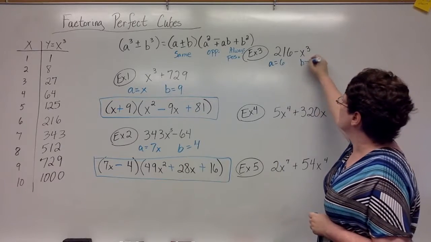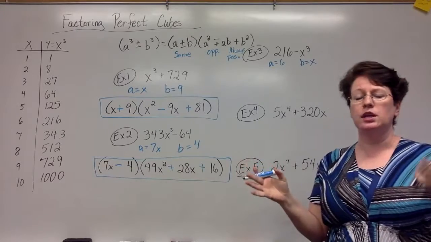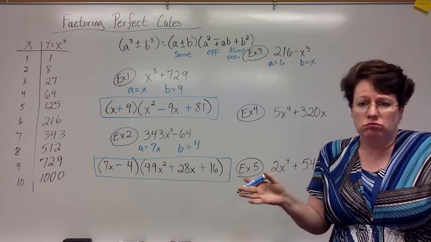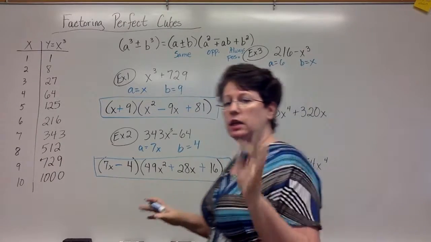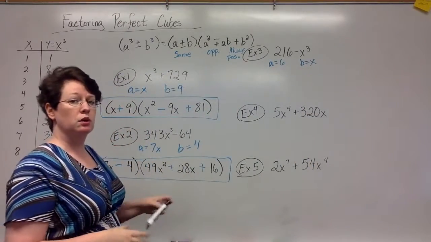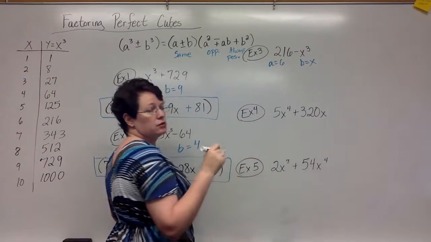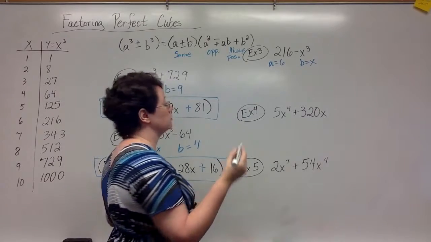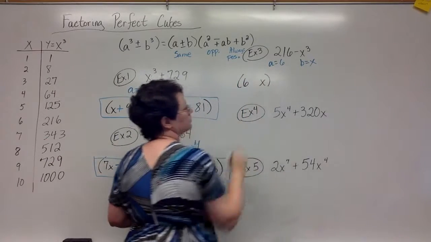B equals x. Wait, Mrs. Boots, they're backwards. It's okay. It doesn't matter if you put them one way or the other. Keep it in the same order. If you don't keep it in the same order, you're probably going to get your signs wrong, okay? So if A is first, if the 6 is first, you put it first. No big deal. Okay, so we do an A and a B.